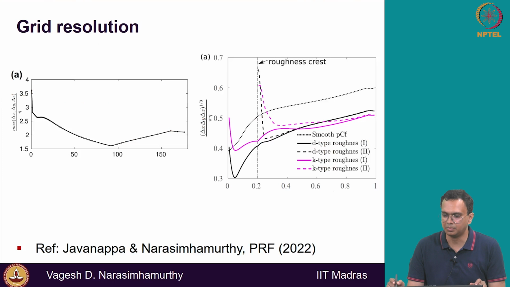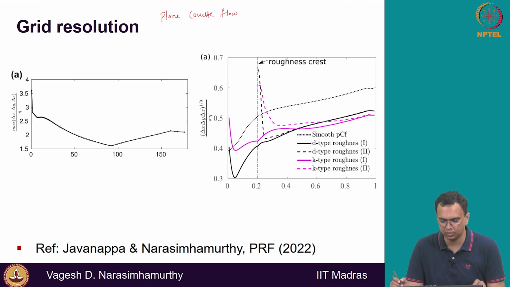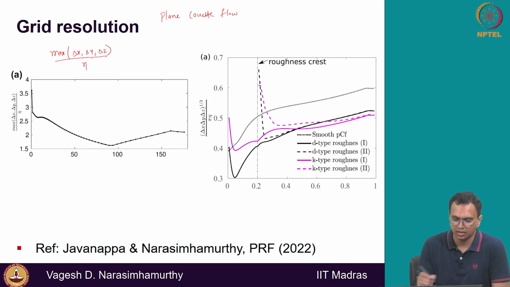I'm just showing here some examples. This is the plane Couette flow that I've been talking about, turbulent plane Couette flow. For the left side figure, the y-axis is representing the max of delta x, delta y, delta z. These are some of the best practice guidelines I'm giving for DNS. What is plotted on the y-axis is the max of the size, everywhere. You look at it, it's a 3D calculation, right?